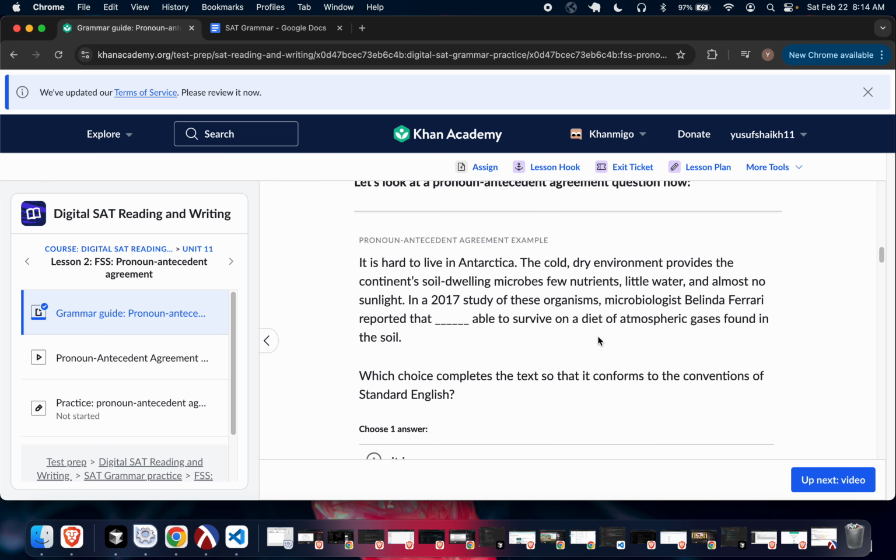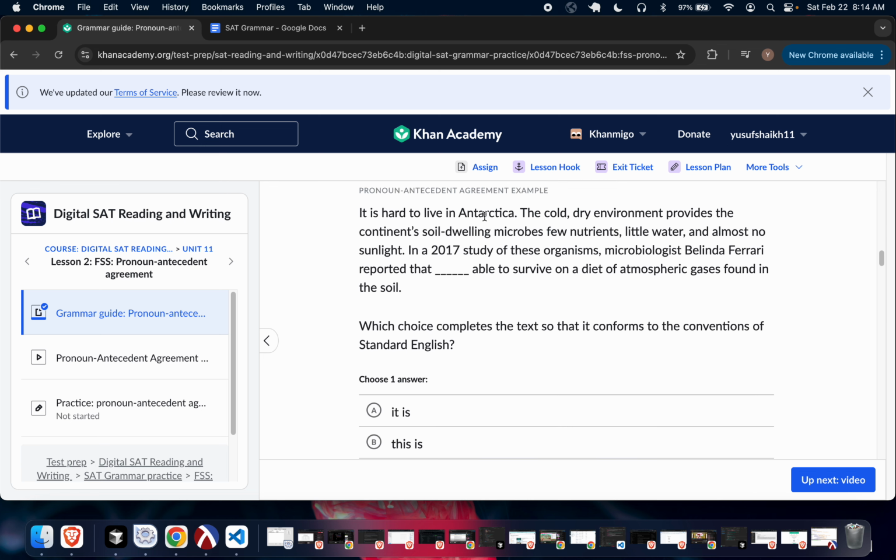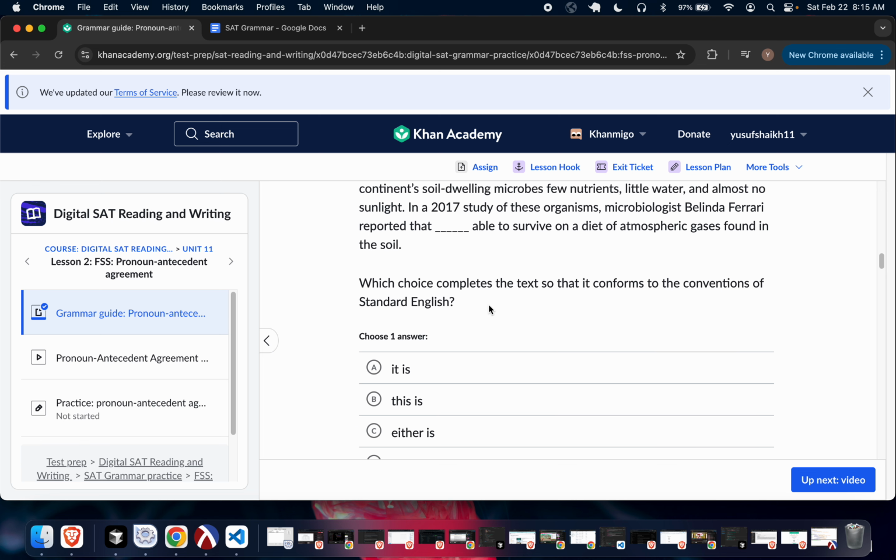Let's look at a question now. It's hard to live in Antarctica. The cold, dry environment provides the continent's soil-dwelling microbes few nutrients, little water, and almost no sunlight. In a 2017 study of these organisms, microbiologist Belinda Ferrari reported that blank able to survive on a diet of atmospheric gases found in the soil.